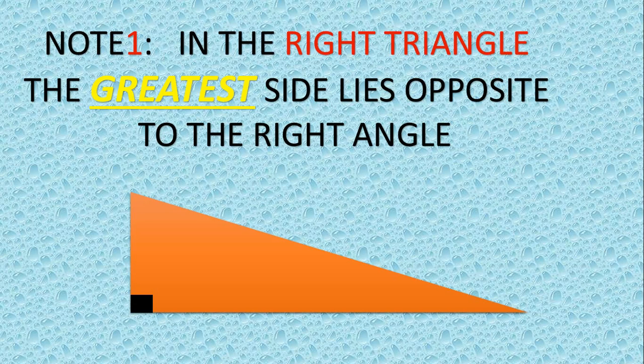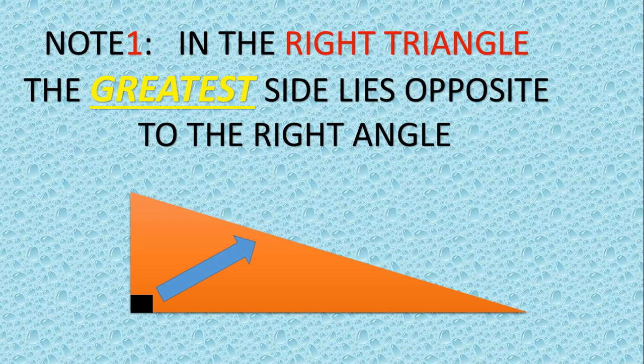Note 1. In the right triangle, the greatest side lies opposite to the right angle. Right angle means 90 degrees in the triangle, and the sum of the three angles is 180. Then the sum of the other two angles is 90. There is no other 90 in the triangle, and the other two angles must be acute, less than 90. Then the greatest angle in the triangle is 90.